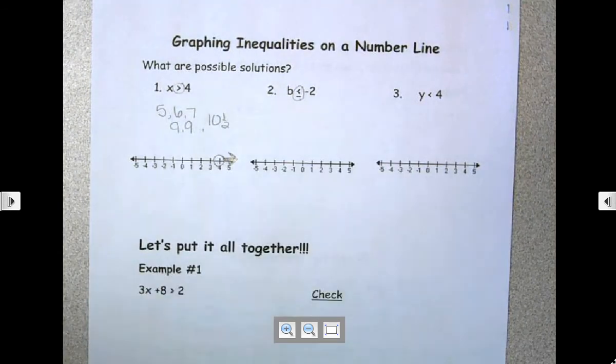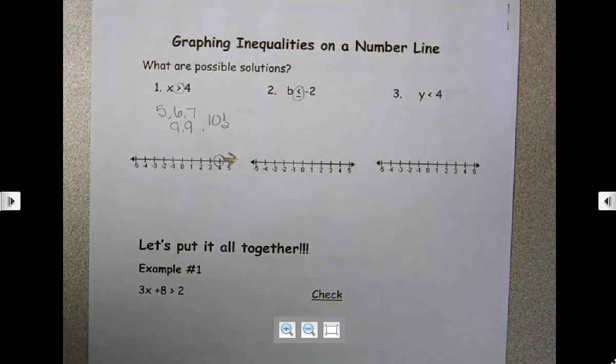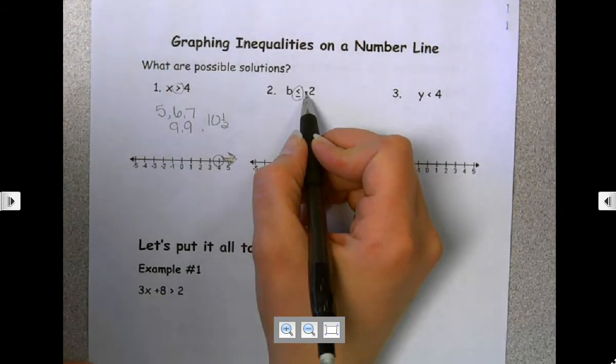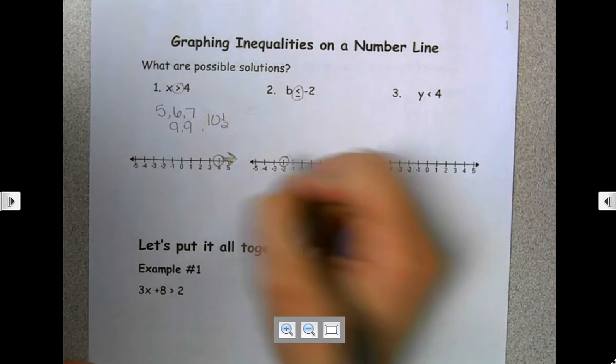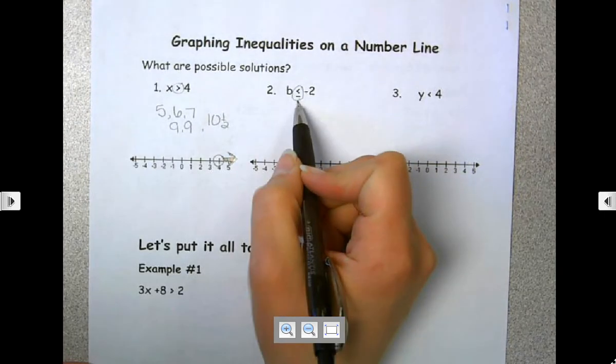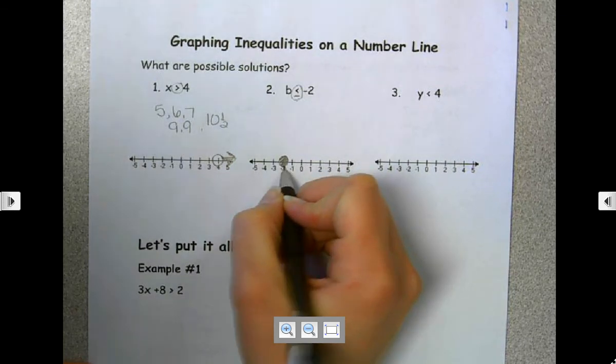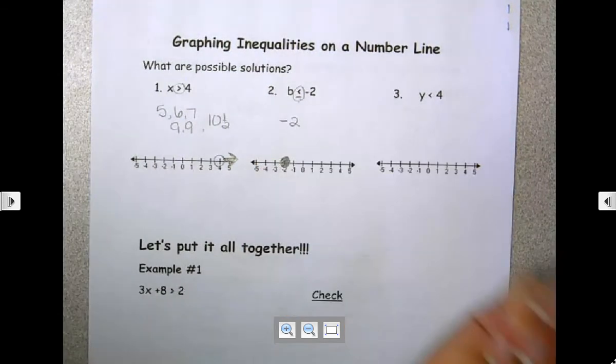Okay, what I'd like you to do is pause the video, try it out, come on back. Okay, hopefully you paused the video. The first thing that we're going to do is circle -2 and determine whether it's open or closed. Because we have the "or equal to," it is closed, and -2 is included in the solution.